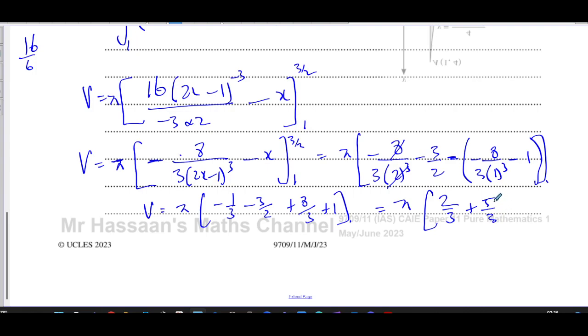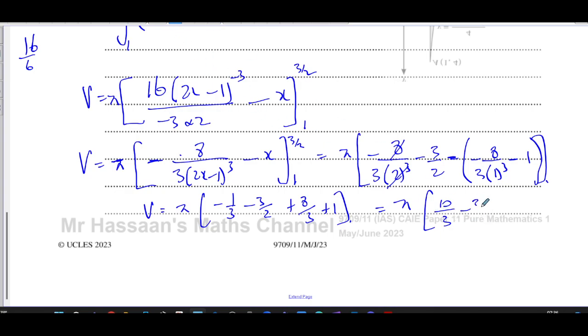No. Sorry. Different denominators here. I thought that was over 3. So that's going to be, okay, so you have 2/3. I'll do this in one go. This is going to be 1 minus 1/3 is 2/3 plus 8/3, that's 10/3, so 10 over 3, and minus 3 over 2.